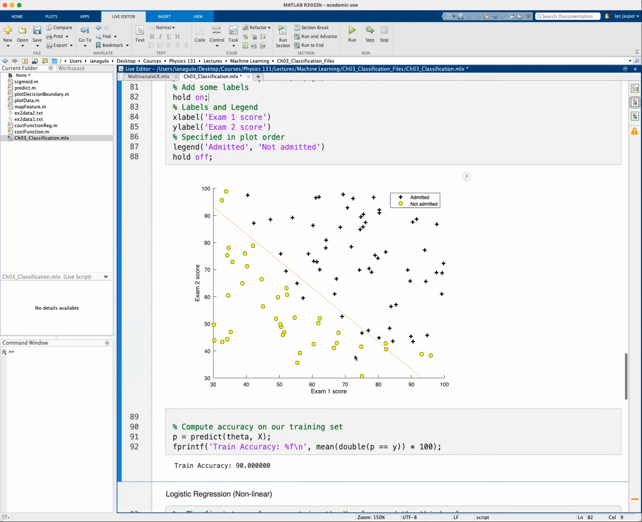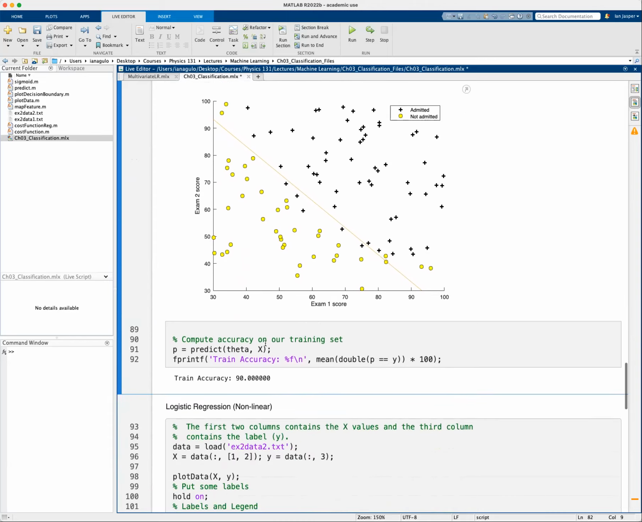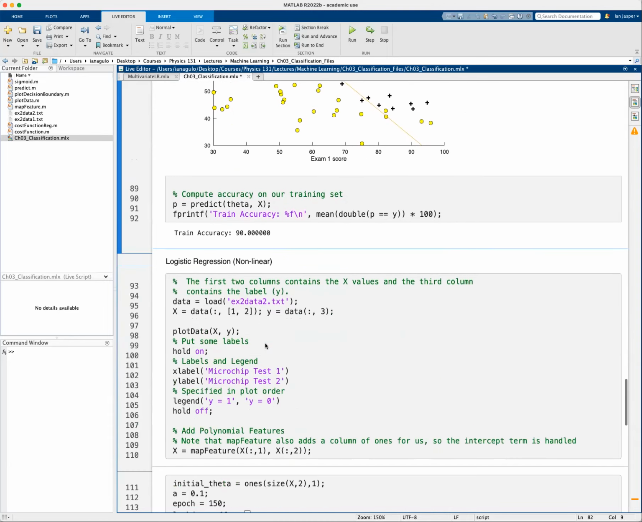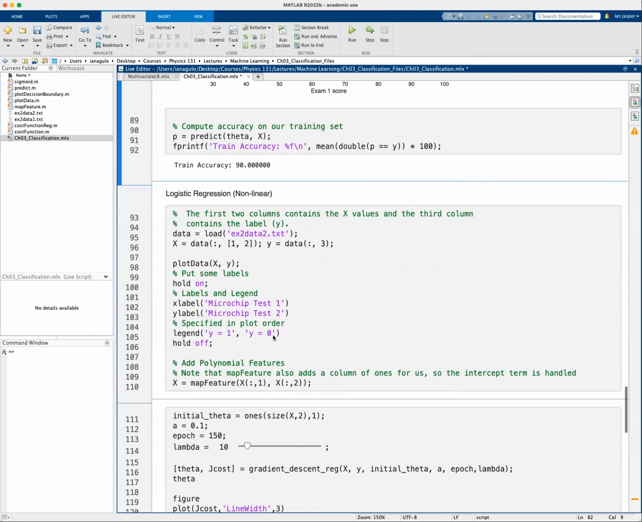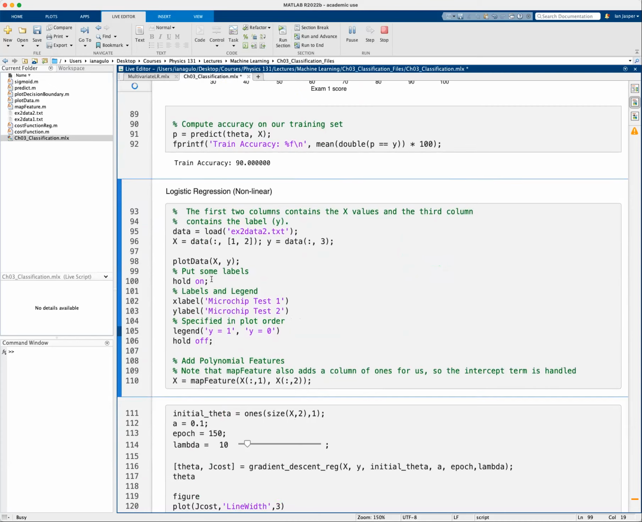Okay, so ito na yun. Yan. Ito na yung decision boundary na linear. So anything above the decision boundary is admitted and anything below is not admitted. So based on the exam score. So that's another example. Now here's another example.